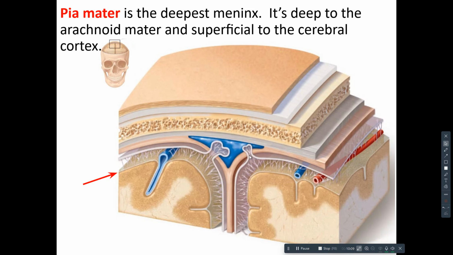Now, my deepest meninx is my pia mater. My pia mater is right on top of that cerebral cortex. My pia mater follows every gyrus and sulcus, in and out, in and out. And it is just a very thin, delicate, loose connective tissue. Not nearly as dense as my arachnoid, or nowhere near as dense as my good old dura mater. Okay, so those are my meninges.